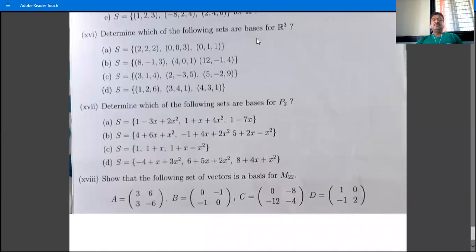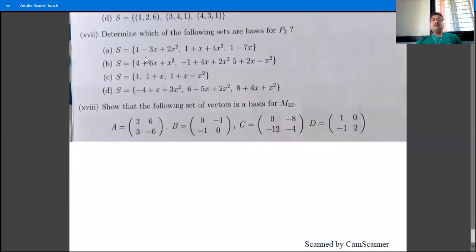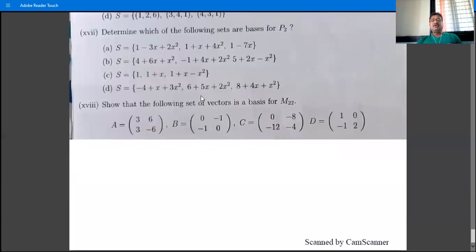Which of the following sets is a basis of R3? We have to determine whether these sets are bases or not. We first determine whether the sets are linearly dependent or independent by the procedure. Again, here also we have to determine the values of k1, k2, k3, that is, whether these sets are linearly dependent or independent. We cannot directly write the answer that this is a basis for M2 by 2 R, or M22. M22 means what? M2 by 2 R.